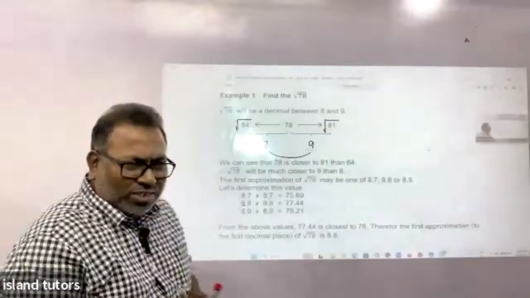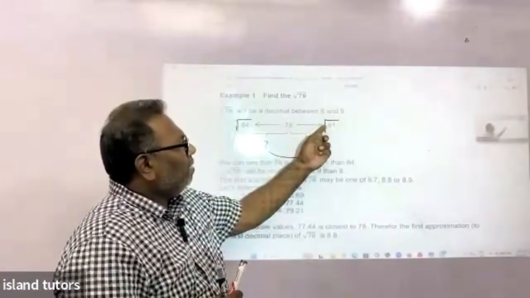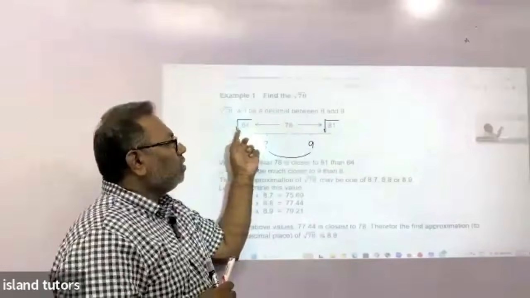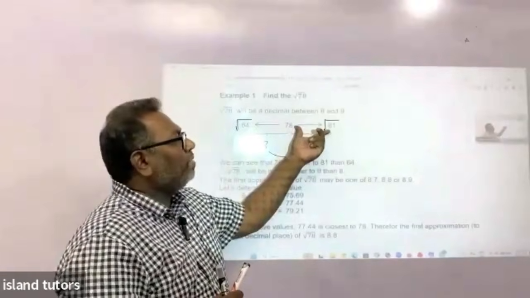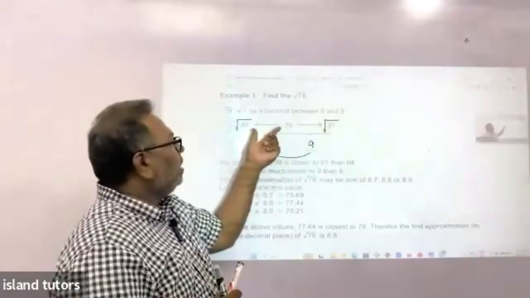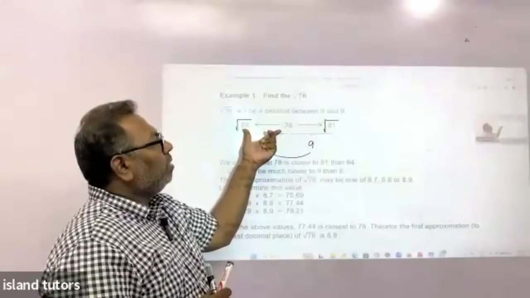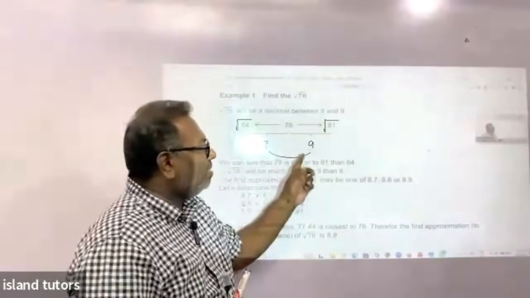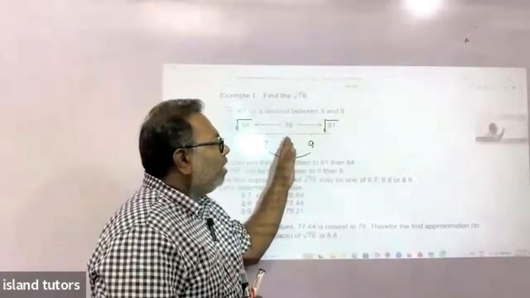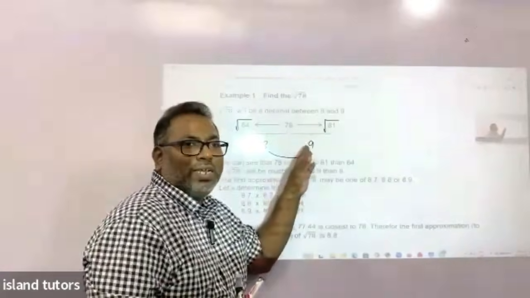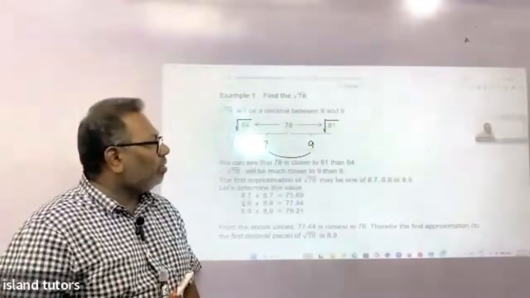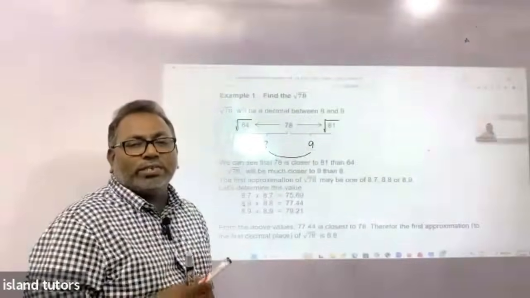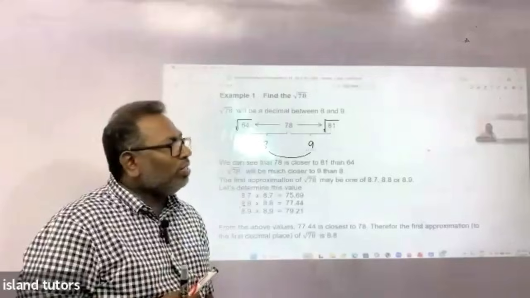Now, first you can just look at this. Is 78 closer to 81 or is 78 closer to 64? Here the gap is only 3. Here the gap is about 14. So that means your value is going to be closer to the 9 value, right? The square root of 78 is going to be closer to 9.